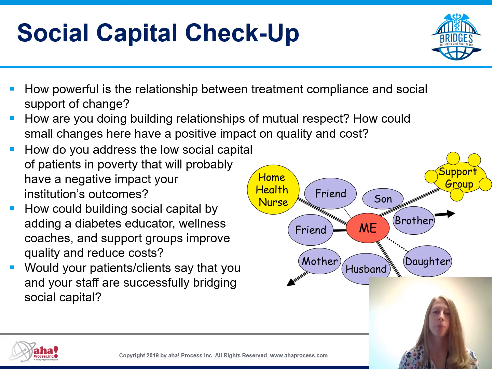And then there is bridging capital, and these are people who can help you truly get ahead. These can also include family or friends. They can also include resources in the community and can be people from a different economic class than you.